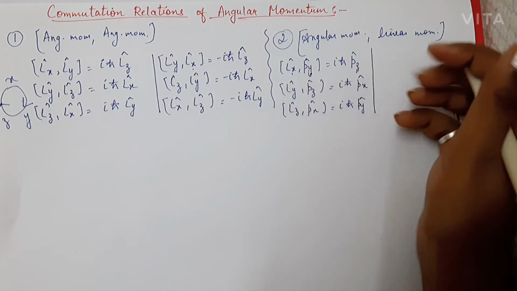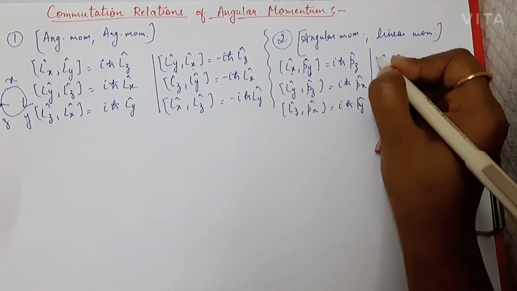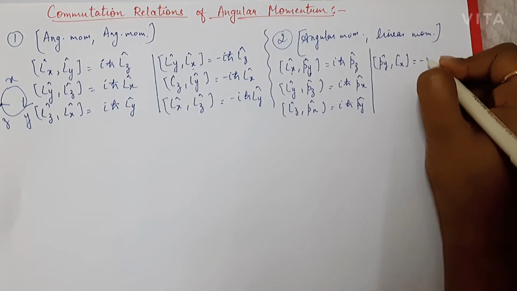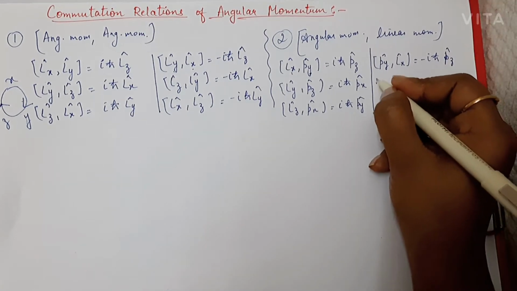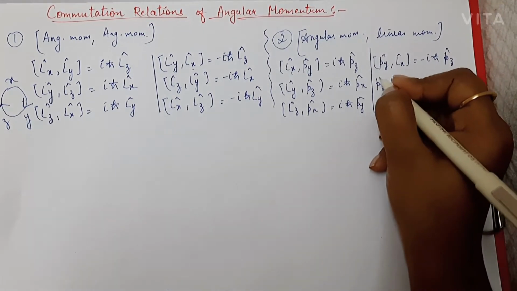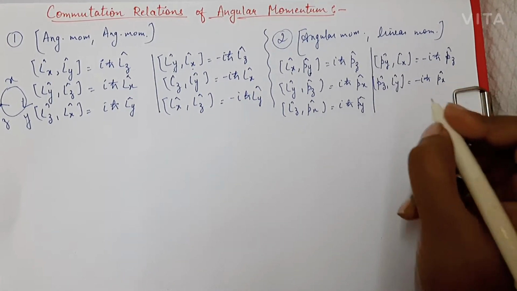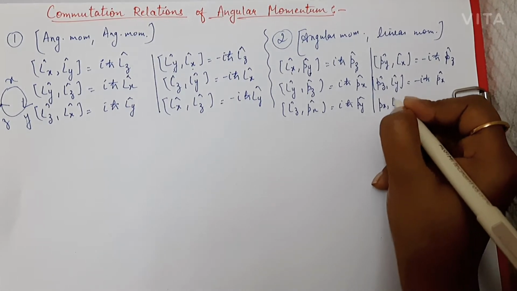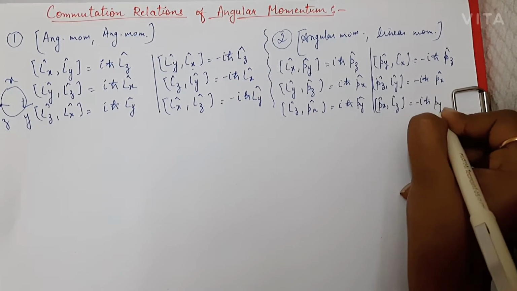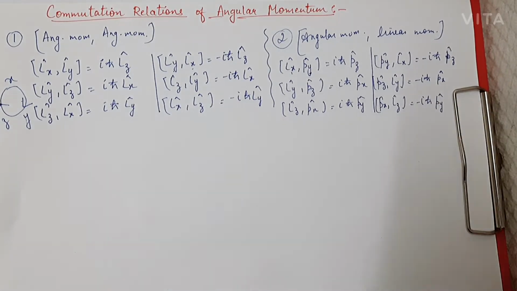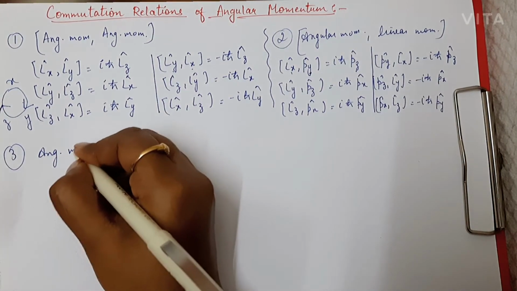Similarly, if you want to find the opposite of them, like Py Lx, it will be just minus iota h cross Pz. Now Pz Ly will be minus iota h cross Px. Px Lz will be minus iota h cross Py. Right? Now the third type of relations are angular momentum and position.